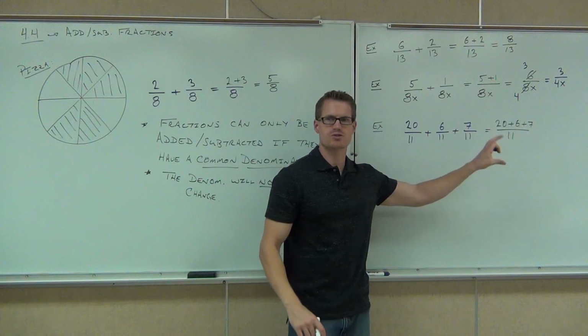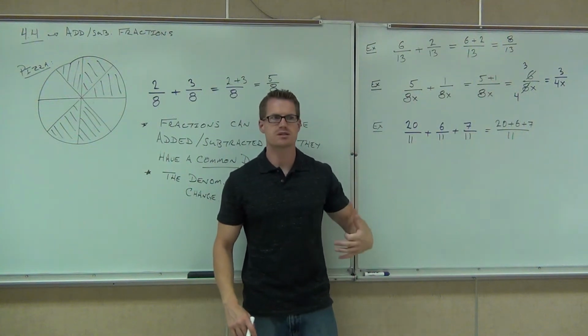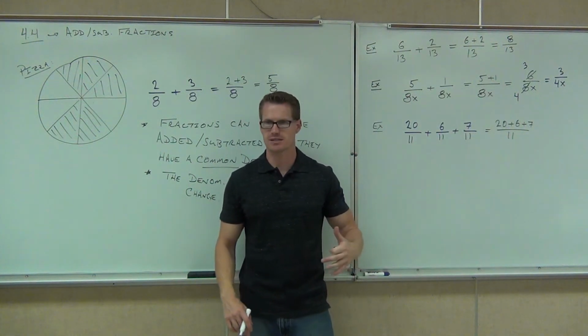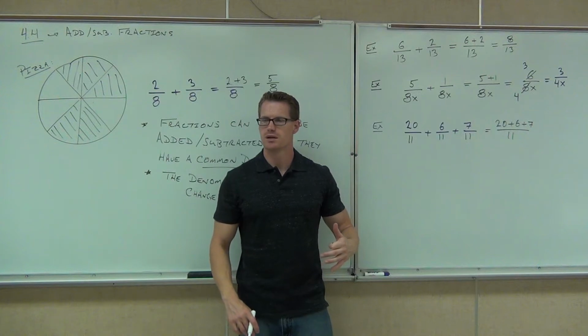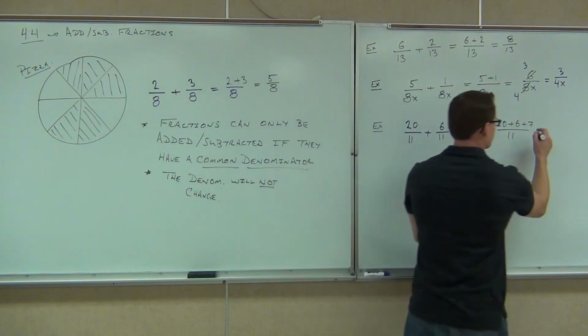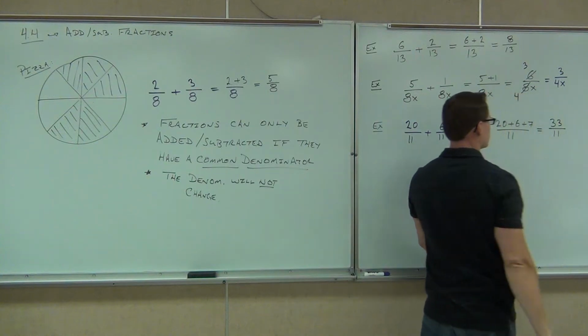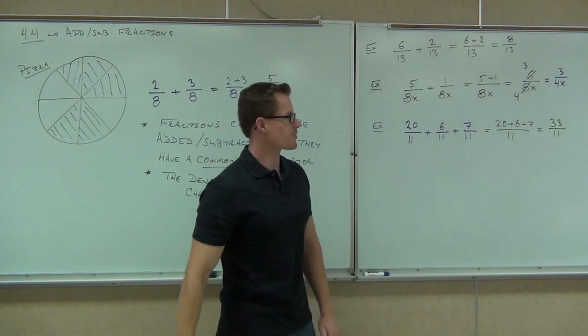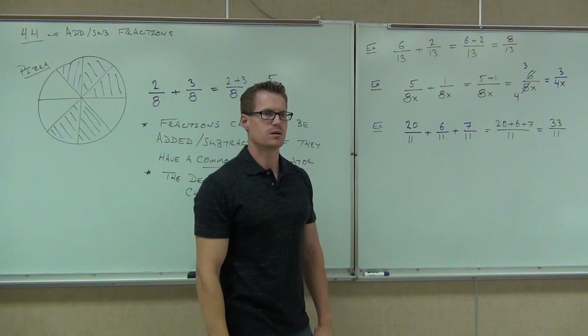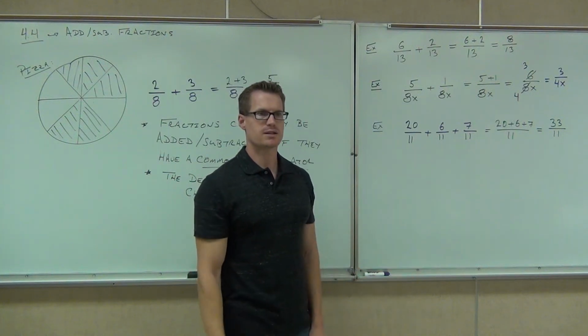I know it takes like 2 extra seconds. Take time on these things. I'd rather have the right answer than the fast answer. I'd rather have it right. 33. Do you simplify it, or do you turn it into a mixed number? Well, you're going to get 33 over 11, right? Which is 3. That's 3. Yeah, simplify it.